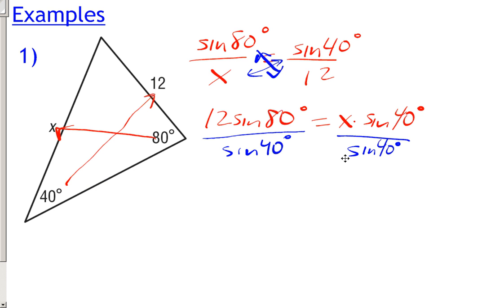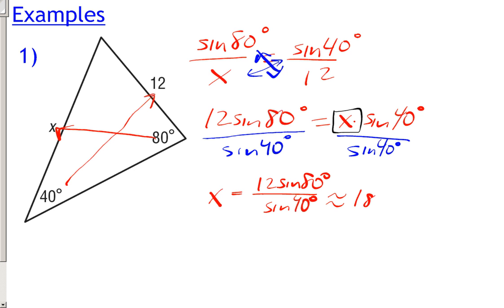The last step, don't forget, all you're doing is getting x by itself, nothing fancy. So divide by sine 40 degrees, and you end up with x by itself on one side, and then you have 12 times sine 80 degrees over sine 40 degrees. If you punch this in your calculator, going to two decimals, you should get approximately 18.39, if it's feet, yards, meters, whatever side length unit you're going for.